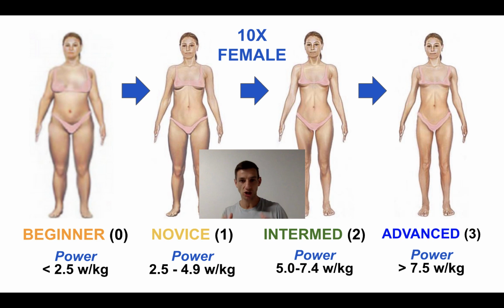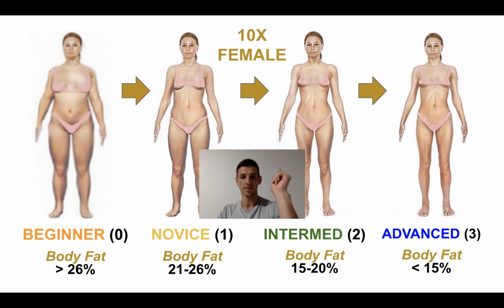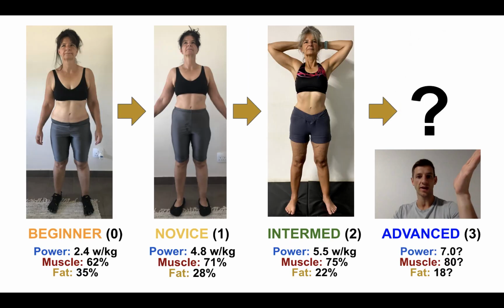In fact, I'll show you exactly a real case study, my mom, on what this looks like. Now, she's not advanced yet, but right now she's gone from a beginner to a novice and to an intermediate stage over a 1-year period. So let's quickly take a look at that. Okay, so here's a real case study. My mom, so when she started a year ago, her power to weight ratio is 2.4, muscle mass 62%, fat 35%.